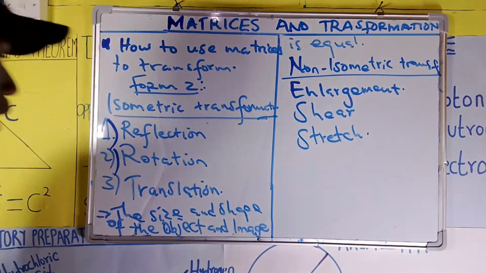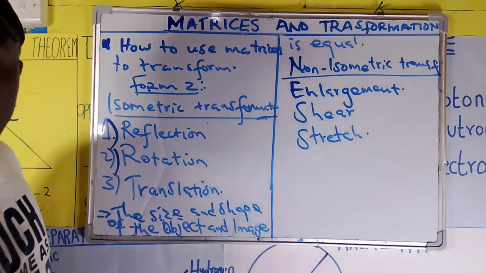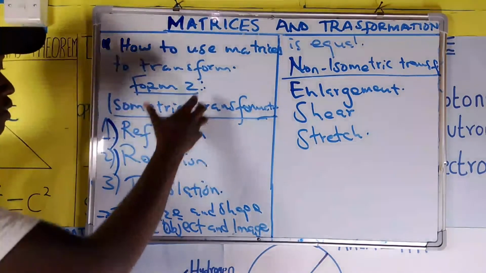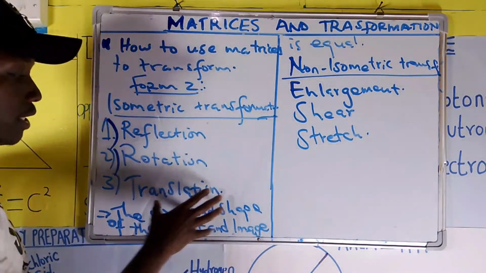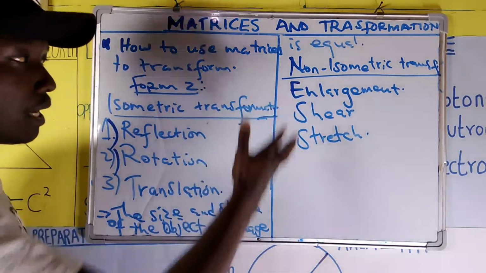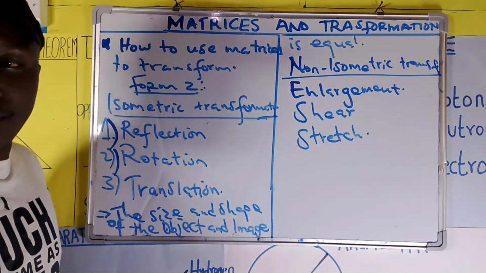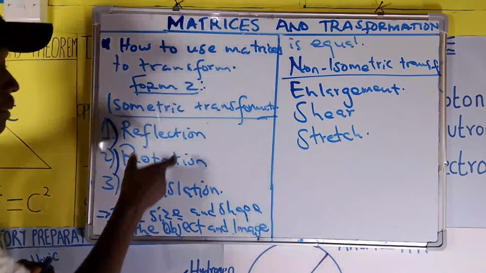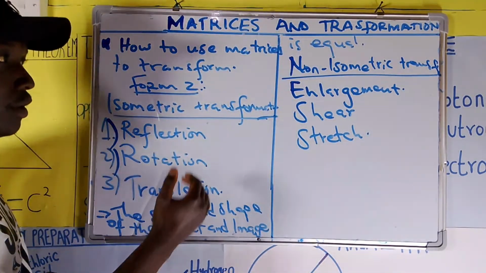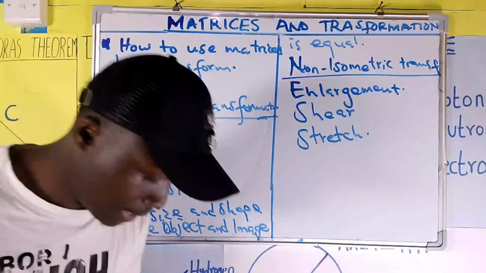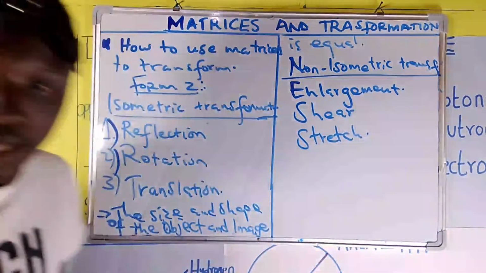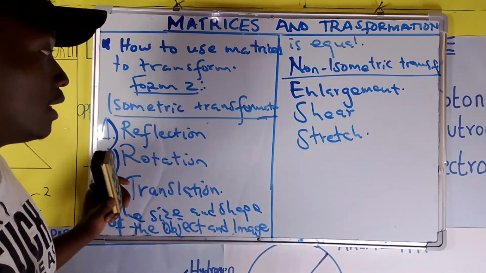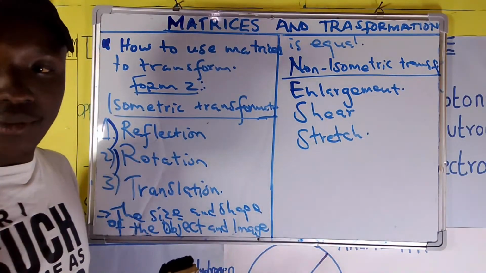So back in Form 2, we learned about general constructions and how to apply geometrical constructions to find or to reflect, to rotate, to translate, and also to enlarge. But through matrices and transformation, we are going to learn how to use transformation matrices to determine reflection, rotation, translation. We have enlargement, the shear, and the stretches. I had to do that recap so that we can see the relationship between transformations in Form 2 and transformations in Form 4.